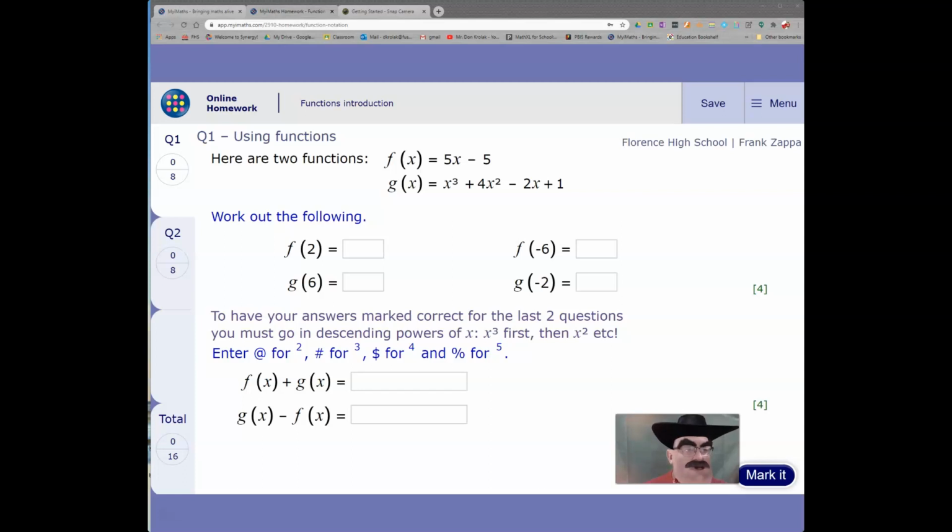All right, if we look at our screen here, we're given two functions and it says to work out the following. So when we have a number written inside the parentheses, that's our input. So we're simply substituting those into the equations and evaluating them and getting the corresponding y value, which is the value of the function.